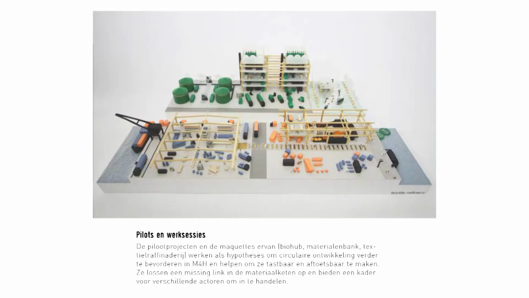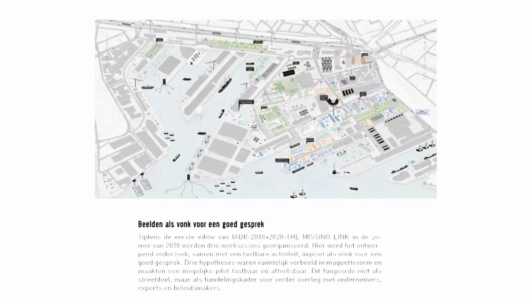Here is a model of some of the pilot projects we developed. As I was explaining, this bio-waste hub, a material bank for the construction and demolition materials, and here a textile refinery. These were pilot projects that, I insist, were discussed with the actors in three different working sessions. Here is a general map of the area in which these pilot projects are located. Here the construction material bank, here the textile refinery, and there the bio hub.